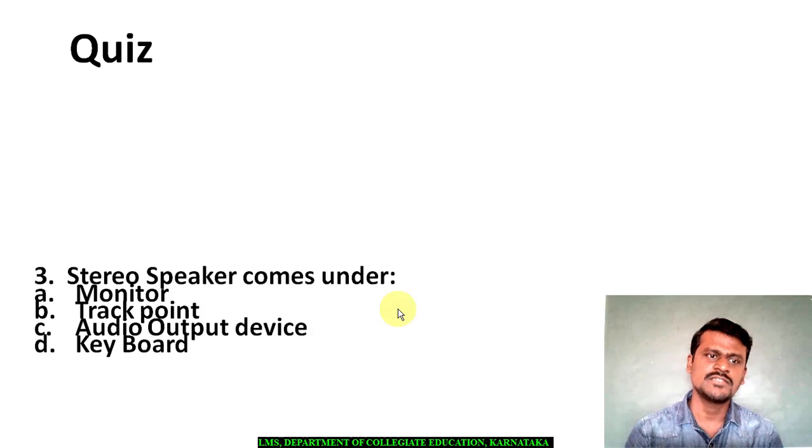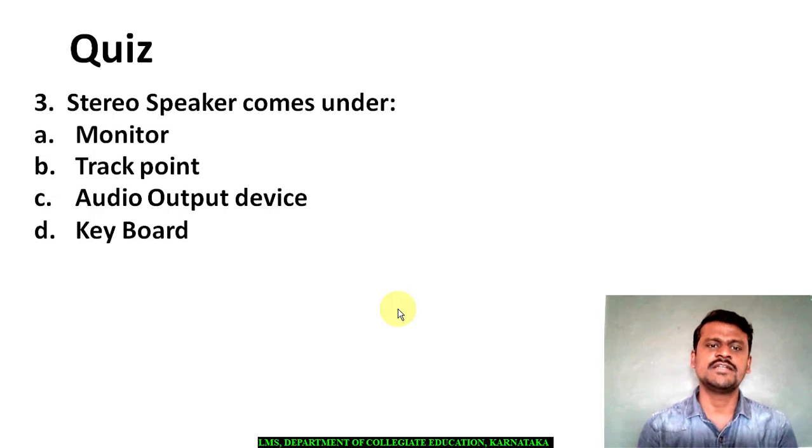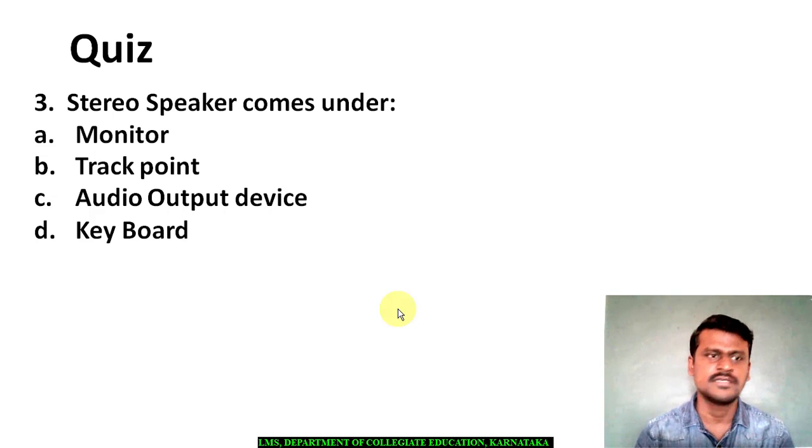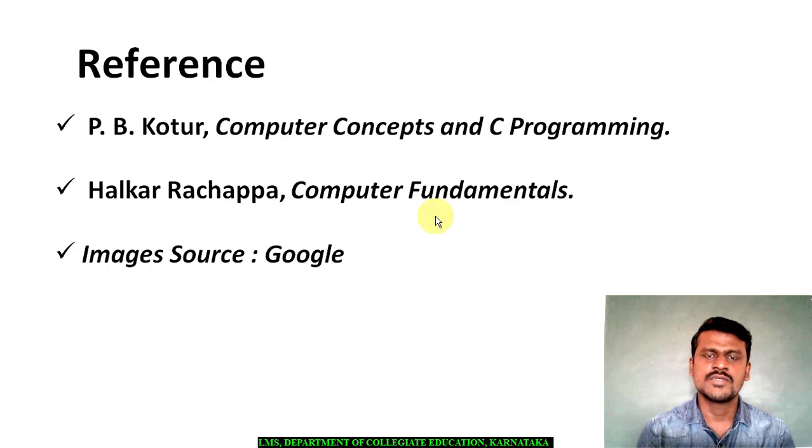The next question is: the stereo speaker comes under, meaning in which category are stereo speakers placed? Option A, monitor; option B, track point; option C, audio output device; option D, keyboard. In which of these devices does it fall? Any answers? Yes, the answer is audio output device, as stereo speakers are used as audio output devices. So that completes your quiz section.